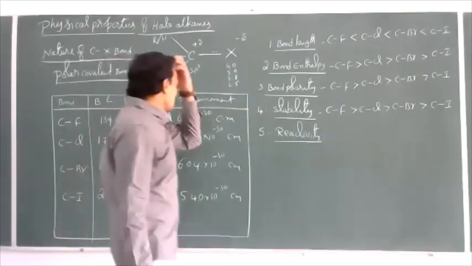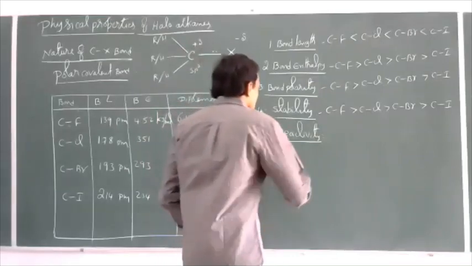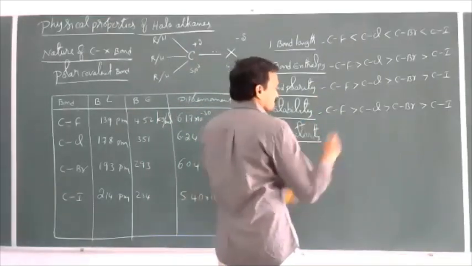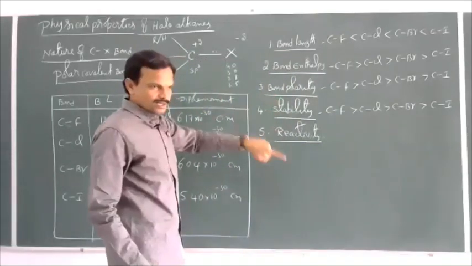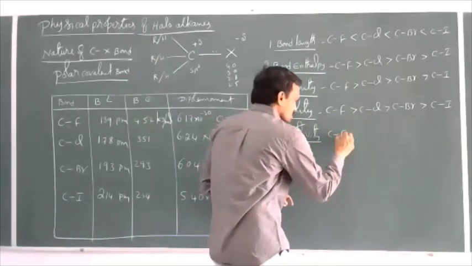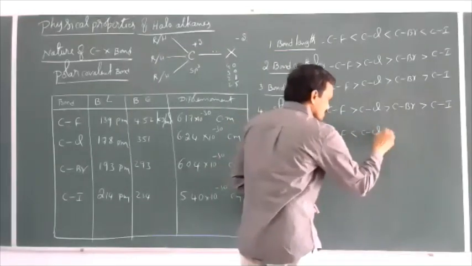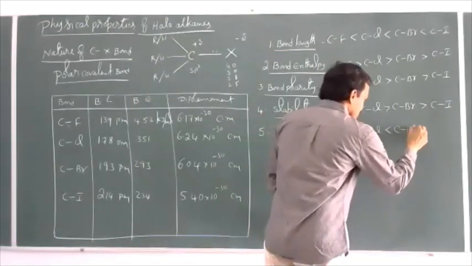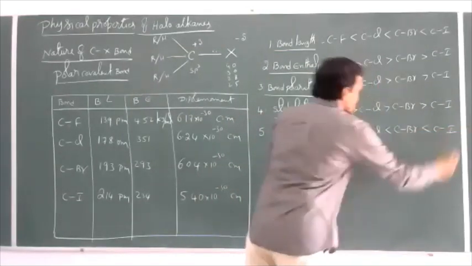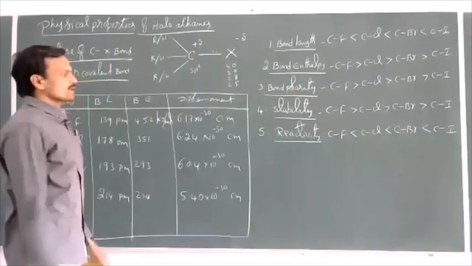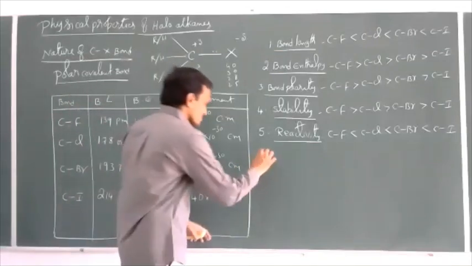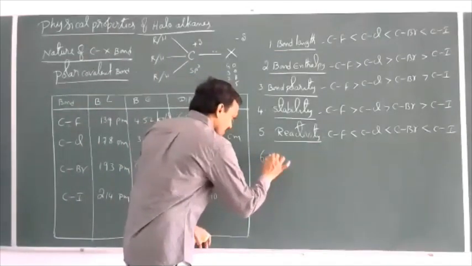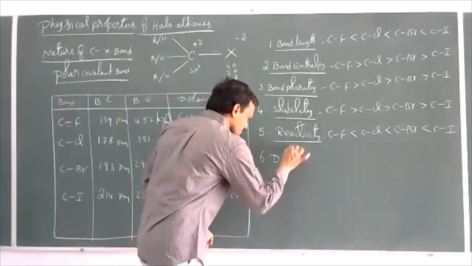Then what about the reactivity order? The order of reactivity is exactly opposite to this. More stable, less reactive. So C-F is less than C-Cl is less than C-Br is less than C-I. So this is the order of reactivity of these haloalkanes. And one more important characteristic property, dipole moment.